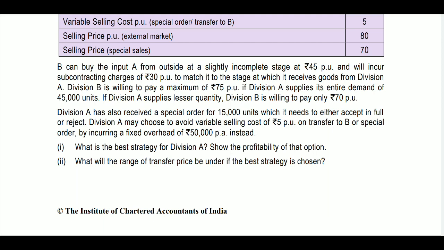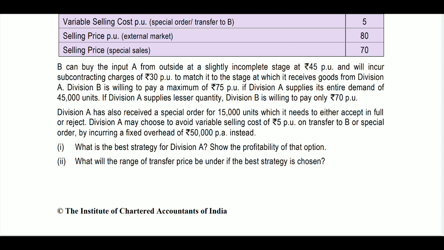So up to 30,000 external sales, 30,000 plus 15,000 special order will be 45,000 units. And for transfer to B, we want 45 or less than 45. If we sell 45, the selling price will be 75. If we sell less than 45, the price will be 70 rupees. And the special order will be 15,000 units.